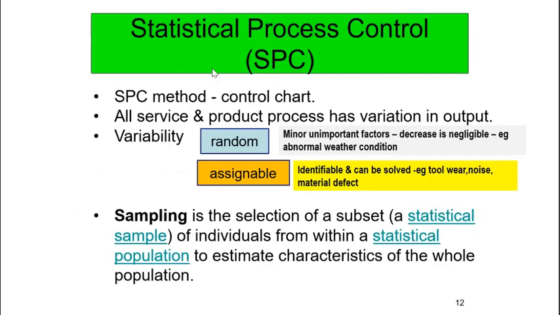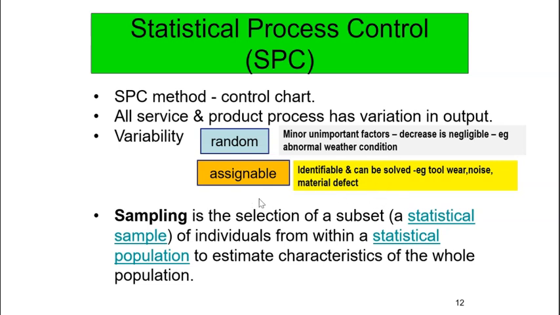And when we talk about the control chart, it relates to SPC, in which we have random variables, mostly ones over which we have no control. For example, weather conditions, which are abnormal. Another kind is the assignable variable, which can be identified, investigated, and solved. For example, tool wear, wear and tear, noise, vibration, or material defect.